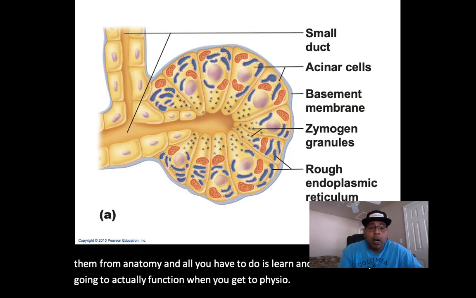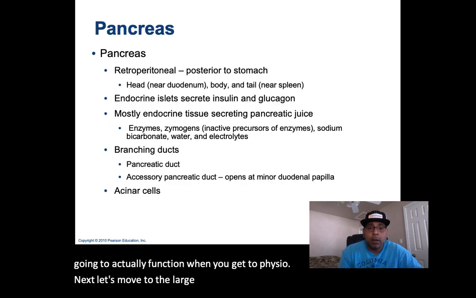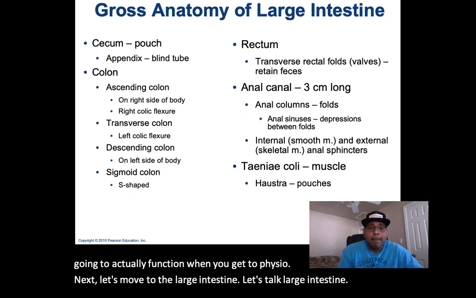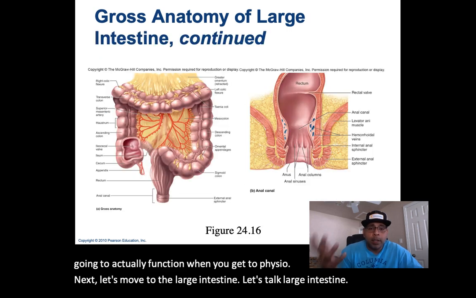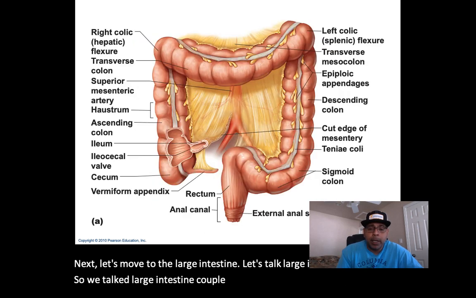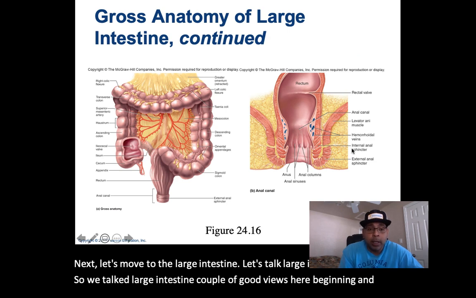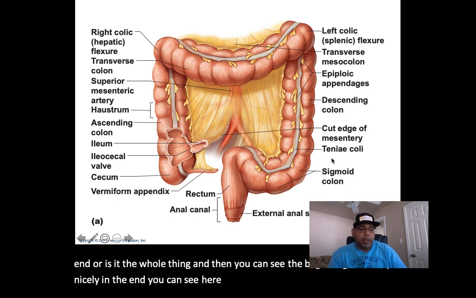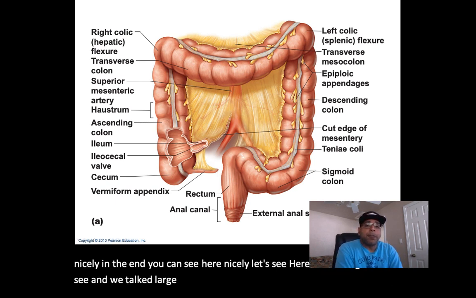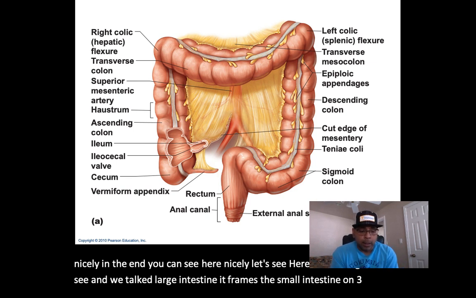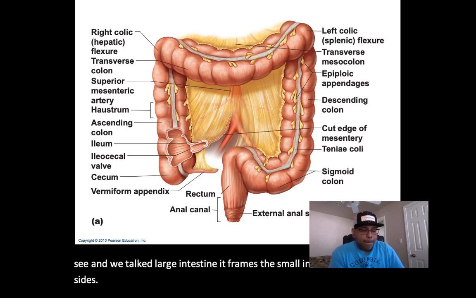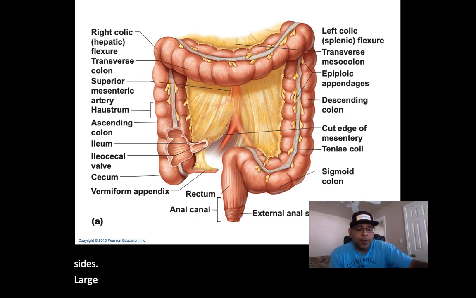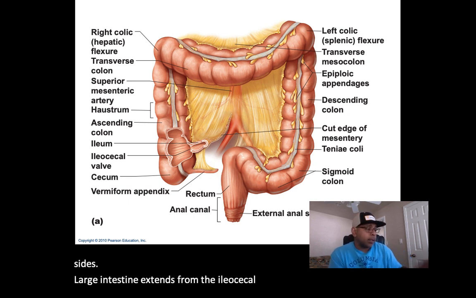Next, then, let's move to the large intestine. Let's talk large intestine. A couple of good views here, the beginning and the end, or basically the whole thing, and you can see the beginning in here very nicely, and then the end you can see here nicely. The large intestine frames the small intestine on three sides. It extends from the ileocecal valve to the anus.